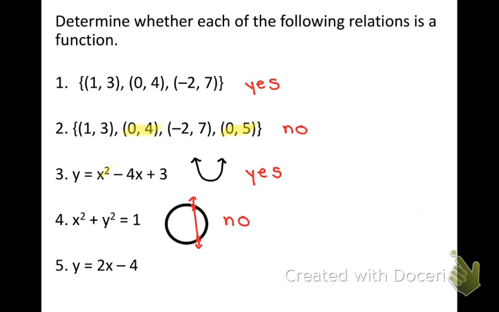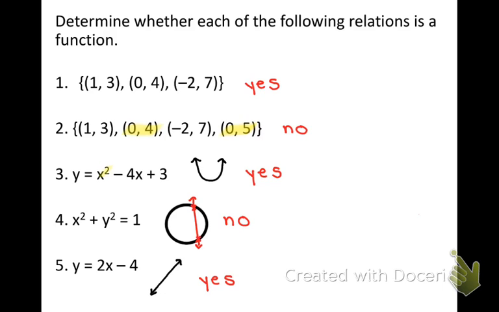And then my last one is y equals 2x minus 4. This is that classic y equals mx plus b. Slope of 2, y-intercept at negative 4. This is definitely going to pass my vertical line test, so yes, it is a function.